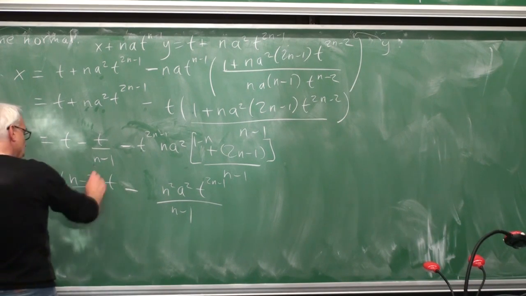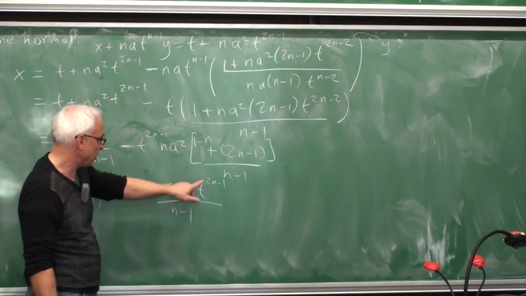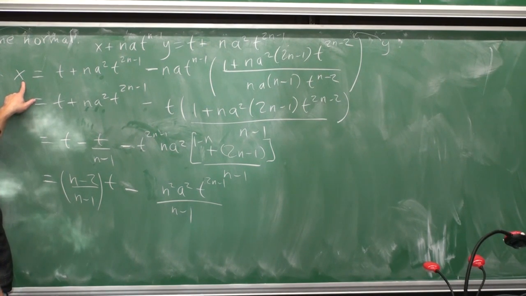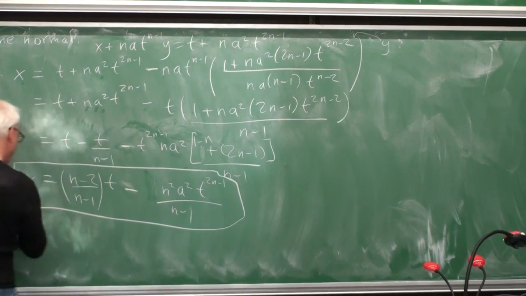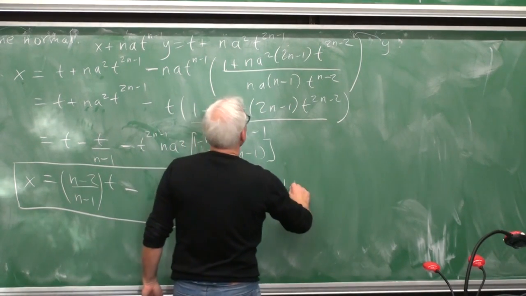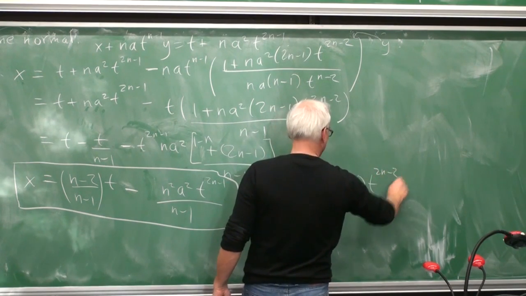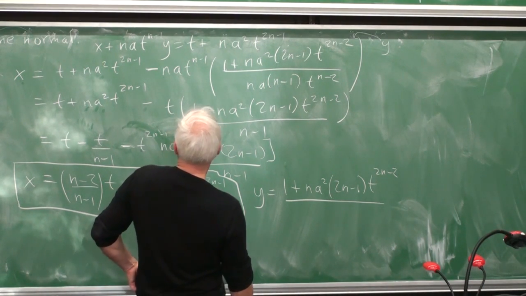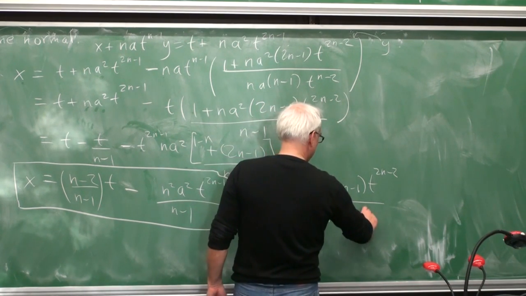So we have n minus 2 over n minus 1 times t minus n squared a squared t to the 2n minus 1 over n minus 1. And all of that is equal to the x coefficient. So I might put that in a box. And y we already have. I think y was exactly this thing here, so I'll put it over here. y equals 1 plus na squared 2n minus 1 t to the 2n minus 2 all over, that was all y, wasn't it? n times a times n minus 1 t to the n minus 2.